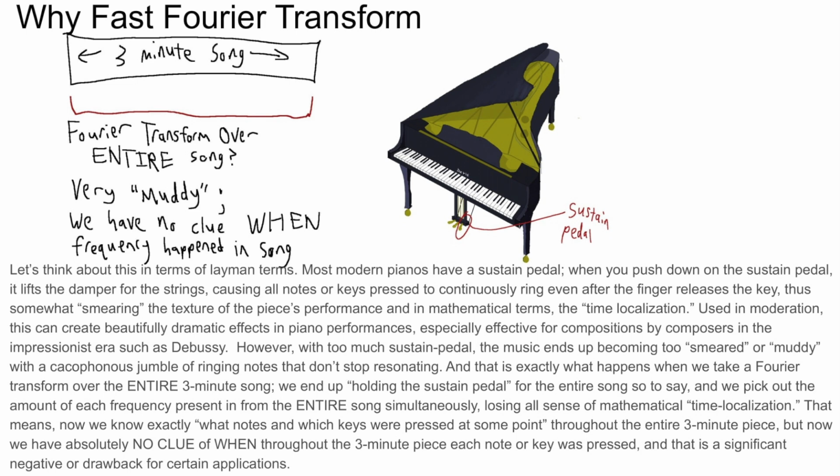And that is exactly what happens when we take a Fourier transform over the entire 3-minute song. We end up holding the sustain pedal for the entire song, so to say, and we pick out the amount of each frequency present from the entire song simultaneously, losing all sense of mathematical time localization. That means now we know exactly what notes and which keys were pressed at some point throughout the entire 3-minute piece, but we have absolutely no clue when throughout the piece each note or key was pressed. And that is a significant drawback for certain applications.